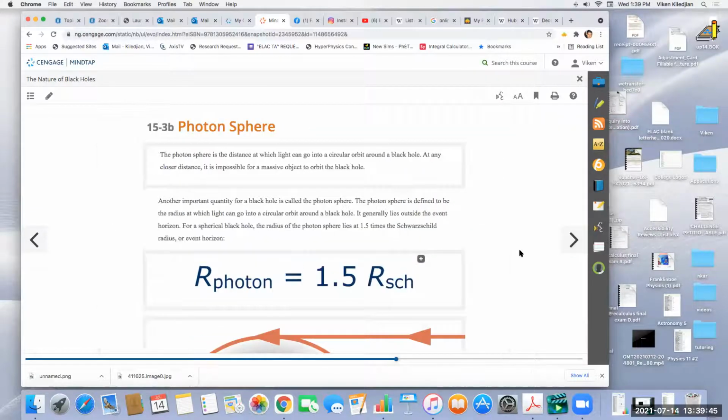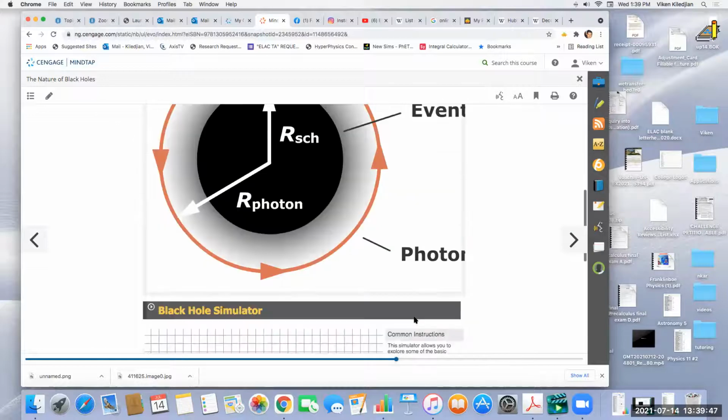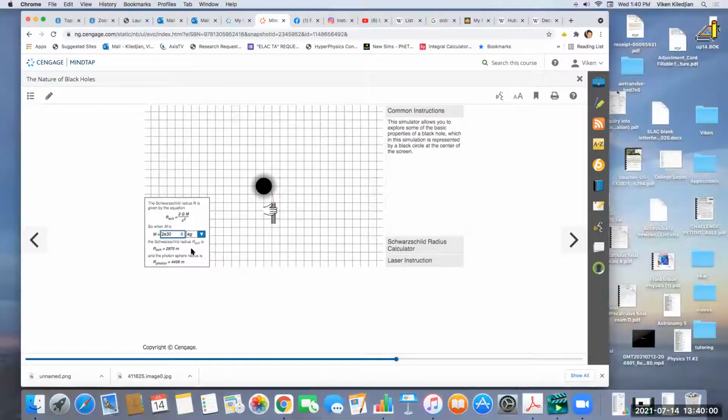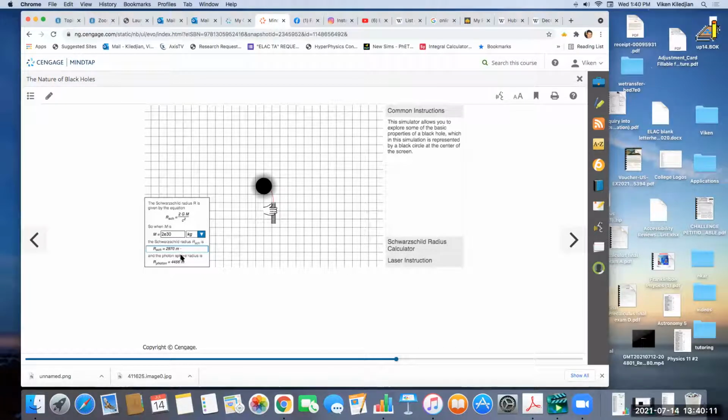So then here I can give any mass. Let's put, for example, the mass of the sun, 2 e to the 30th. That's the approximate mass of the sun. What would the Schwarzschild radius of the sun be? If the sun were to turn into a black hole now, its Schwarzschild radius would be 2,970 meters. Its photon radius is 1.5 times that. You see that?